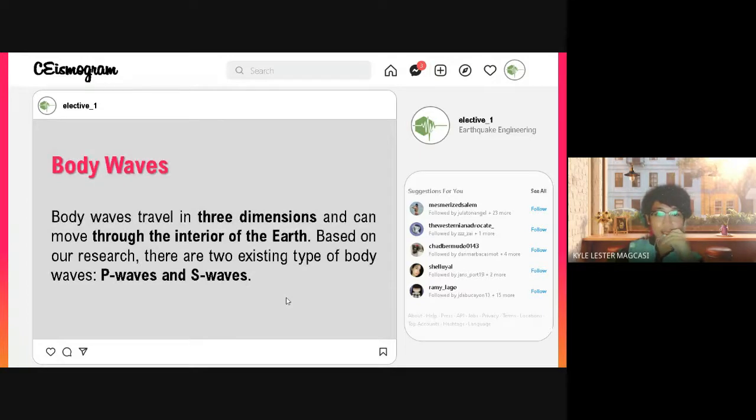Now let us talk about the next type of vibration. The body wave. The body wave travels in 3 dimensions and can move through the interior of the Earth. Base sa aming pagre-research, ang body wave ay mayroong dalawang existing type.